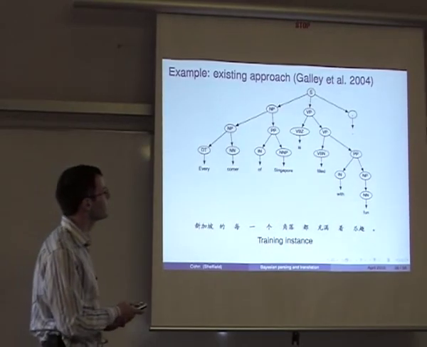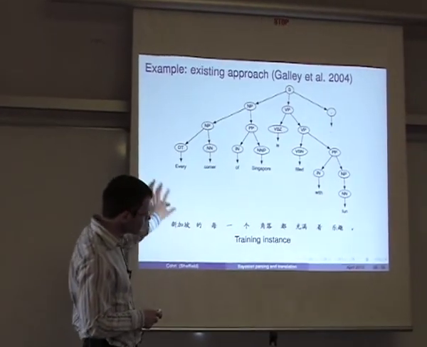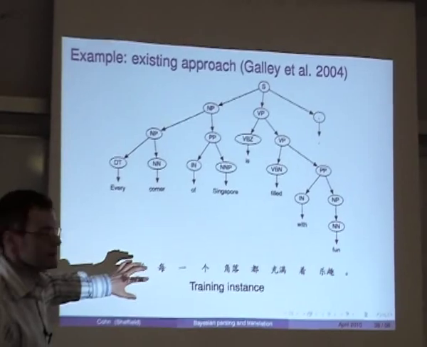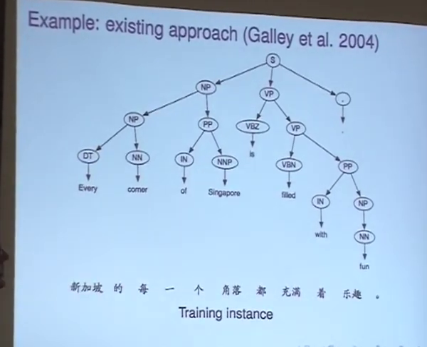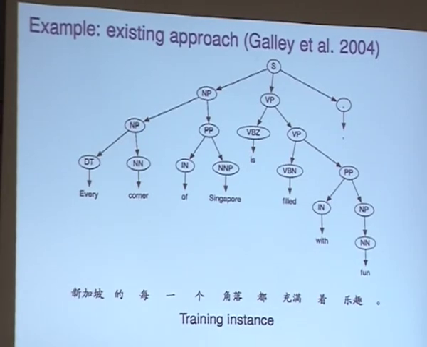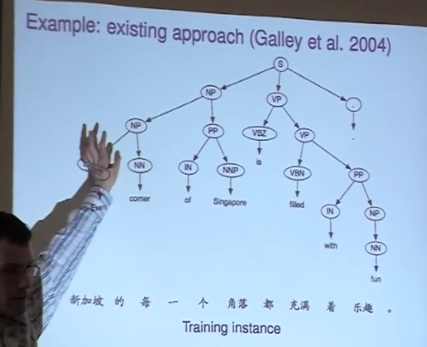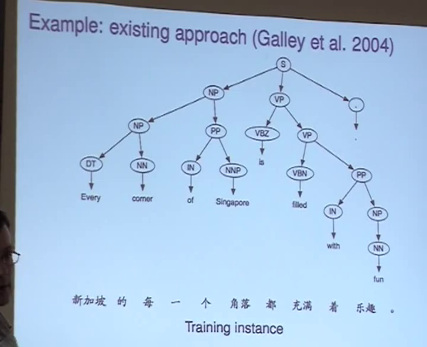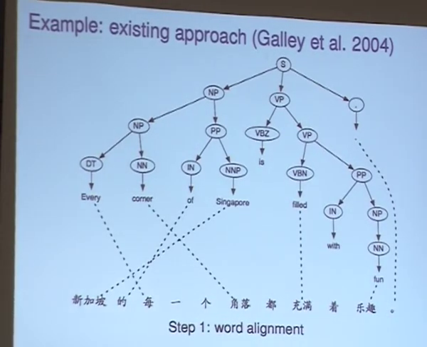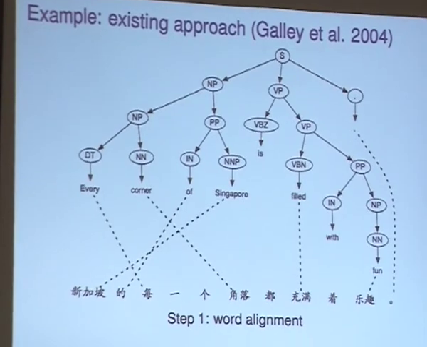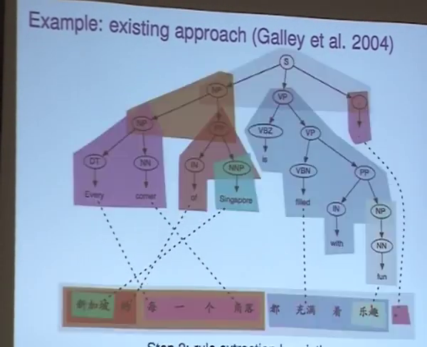2004. It's in NAACL. The idea was that we have a training instance like this. We have some Chinese, we have some English. Every corner of Singapore is filled with fun in this example. We have a tree, a phrase structure tree for the English side. We do word alignment in the standard way. We do the symmetrization. We end up with something like this.